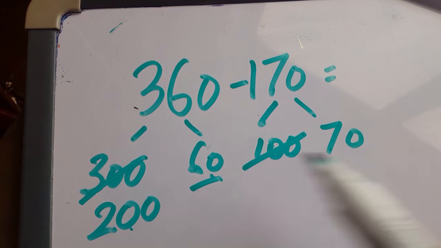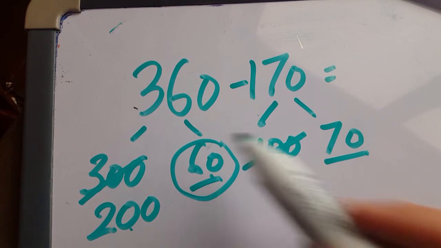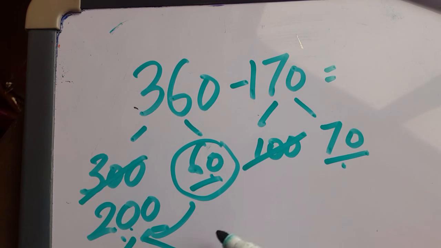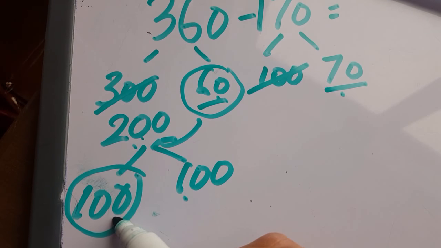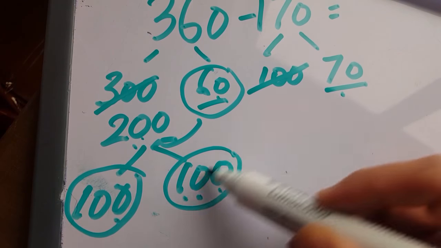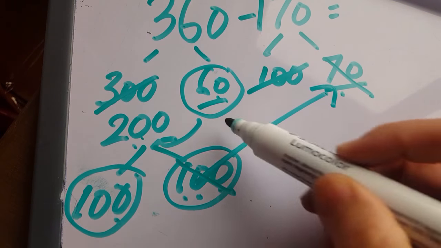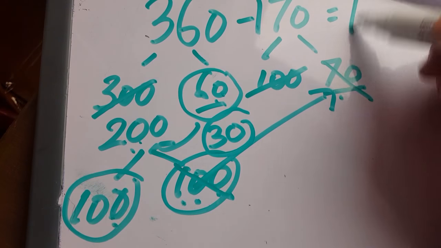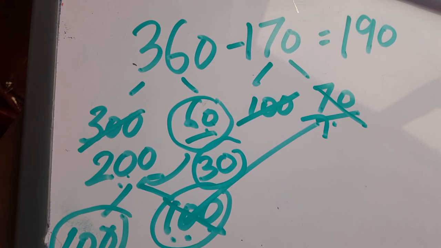Now 60 can't take away 70, so save this in your pocket, go next door and borrow 100. So 200 borrow 100, then you end up with 100 left. Use this 100 to take away the 70. What you got left is 30. So now you got 100 add 60 add 30, 190. Okay, and we can do another example. I feel this is a good method to do subtraction with regrouping, which can become very tricky.